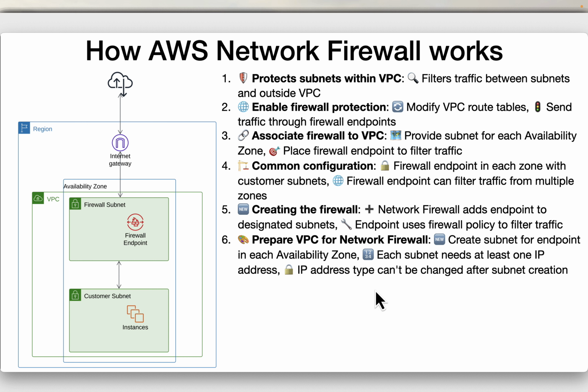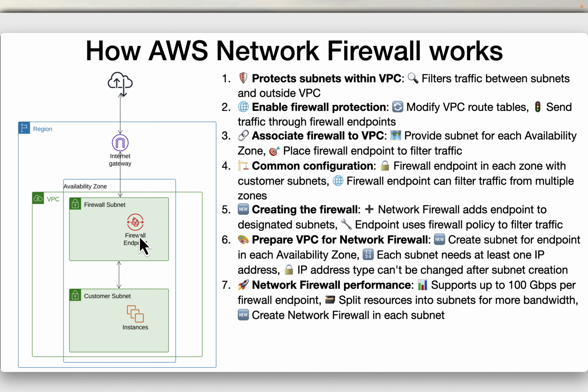And to prepare your VPC for your Network Firewall, in each availability zone where you want a firewall endpoint, create a subnet for the endpoint. So this is the recommended configuration. And each subnet must have at least one IP address available. So for this to work, you cannot change the IP address type after you create a subnet.